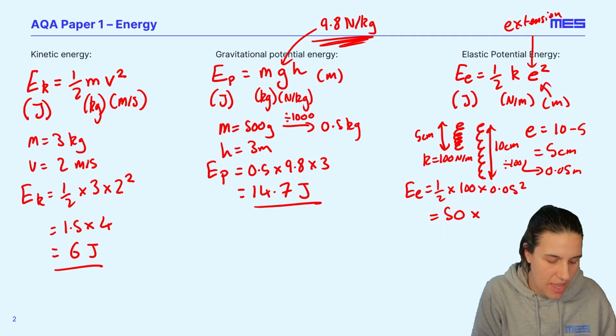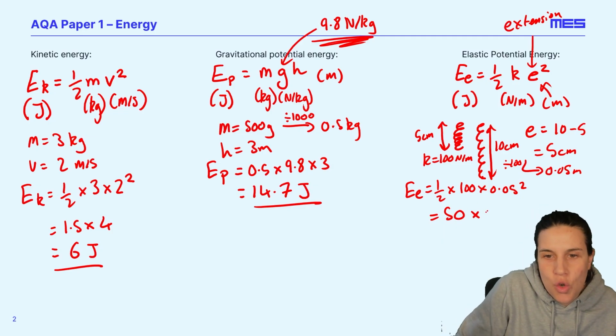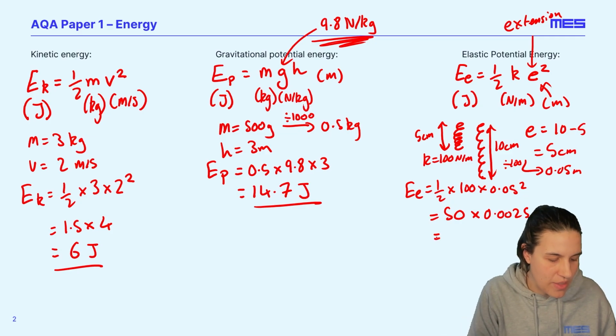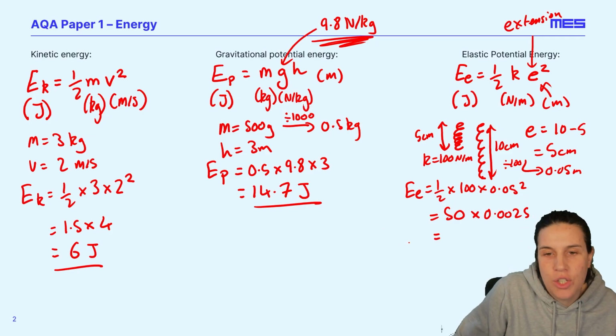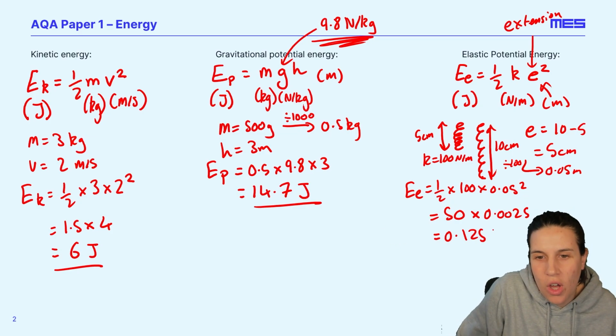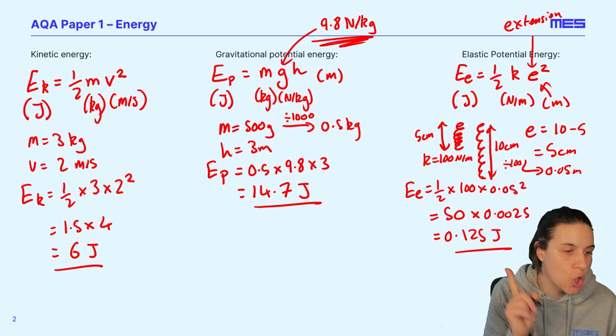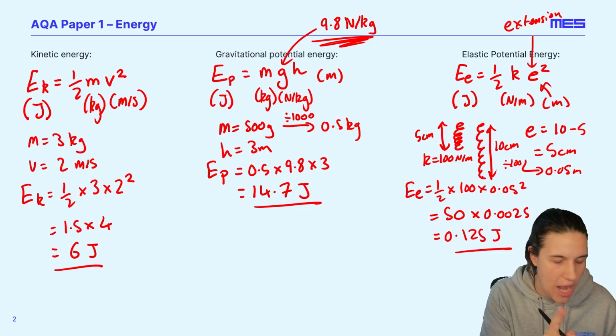I'm going to use my calculator for that. That gives me an answer of 0.0025. And then I can multiply these together to get an answer of 0.125 joules. So that's how much energy would be being stored in my spring.